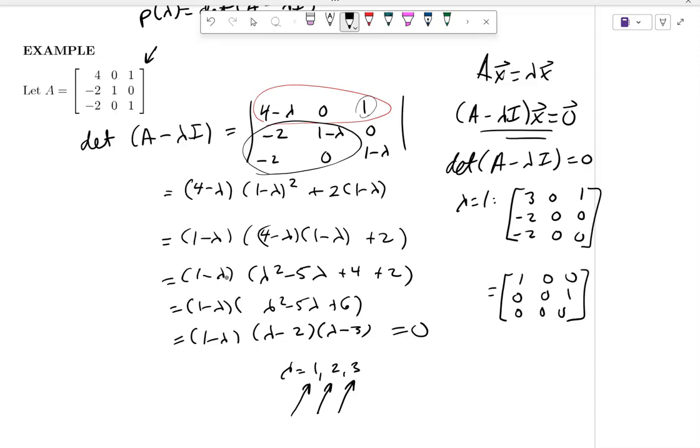This is lambda equals 1. So here, our free variable is the second one, and the other variables are 0, right?